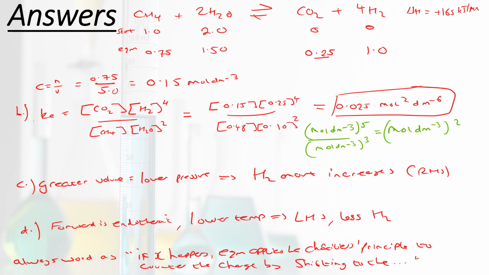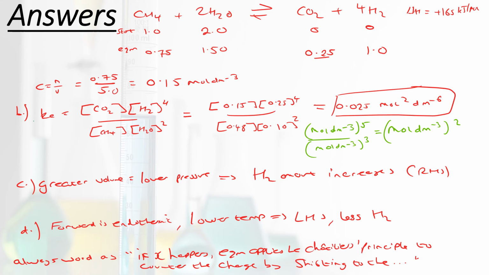So I'm going to have my concentration of CO2 multiplied by the concentration of hydrogen. Now this is raised to the power 4 because we have 4 moles of hydrogen in our equation. Divide that then by the concentration of methane, and times that by the concentration of water, which is raised to the power of 2 because there are 2 moles of water. Now we're going to use the numbers that are in the question, the concentrations.